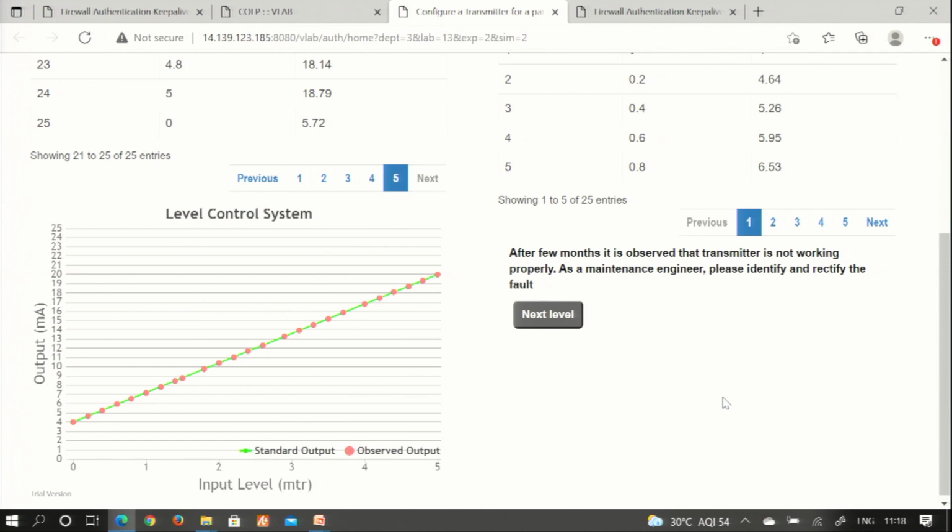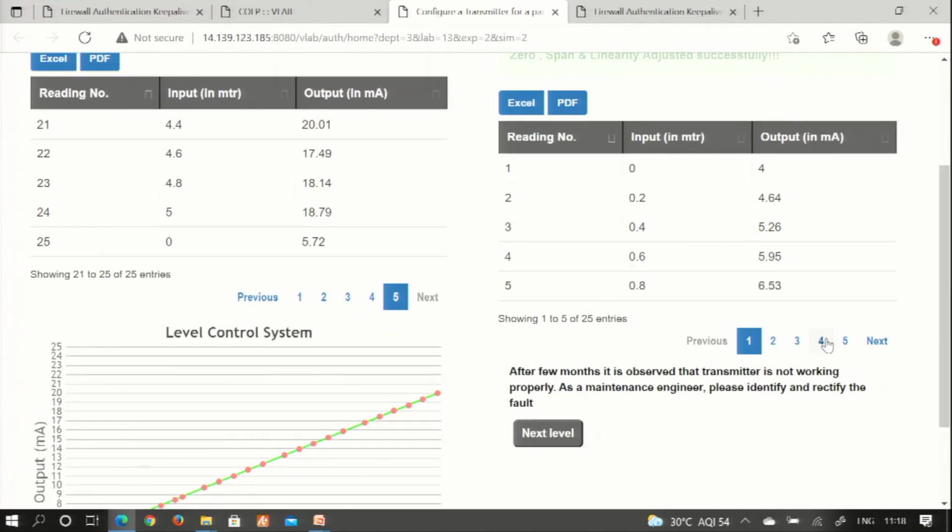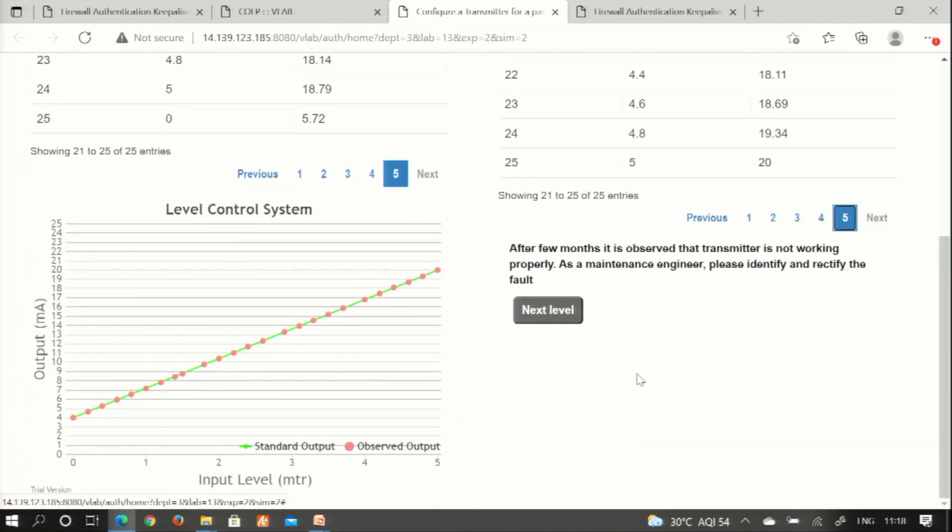But what happens in industry? If you have seen here, for 0 you are getting 4, for 5 you are getting 20, and in between the linearity is achieved. But after a few months it is observed that the transmitter is not working properly. There are certain mistakes or certain problems in the operation of a transmitter.